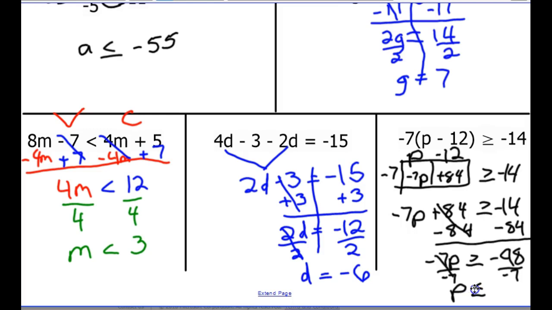And negative 98 divided by negative 7 is 14. So p is less than or equal to 14. Two negatives make a positive 14.